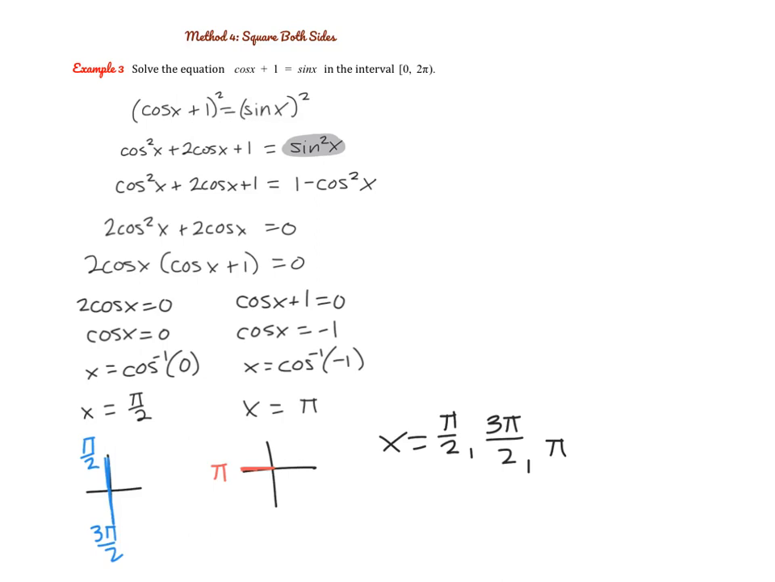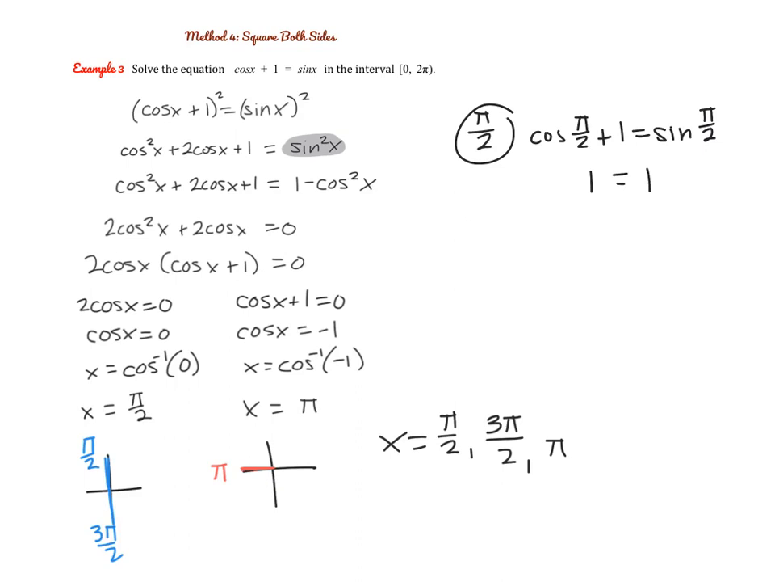So let's try pi over 2. We're going to substitute it into our original equation. So here's the first one. So we have cosine of pi over 2 plus 1 equals the sine of pi over 2. We know that the cosine of pi over 2 is 0. So 1 equals, the sine of pi over 2 is 1. So pi over 2 is a solution.